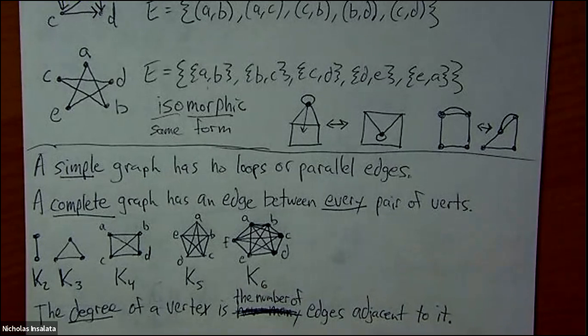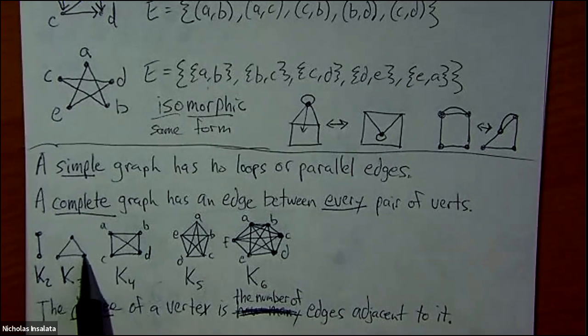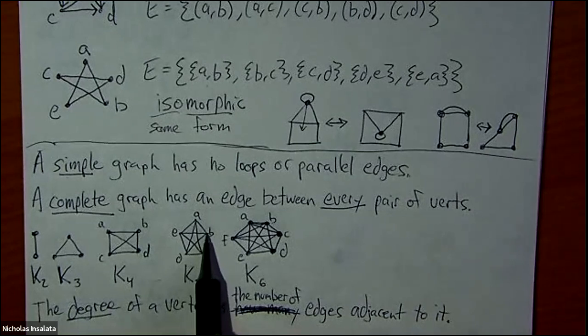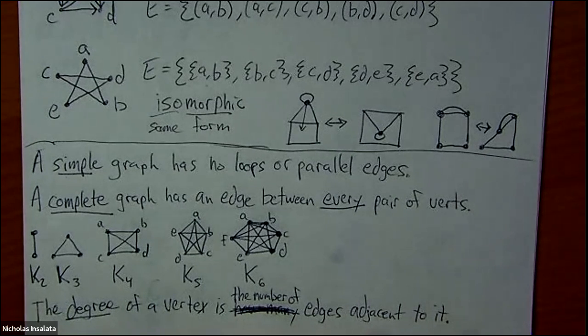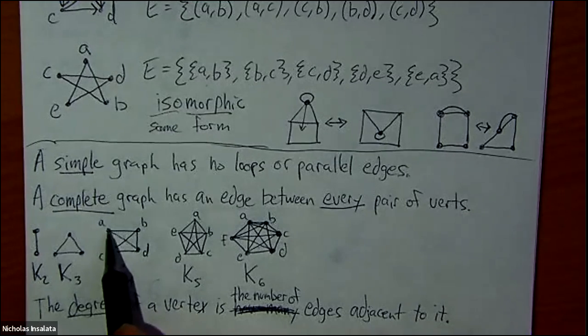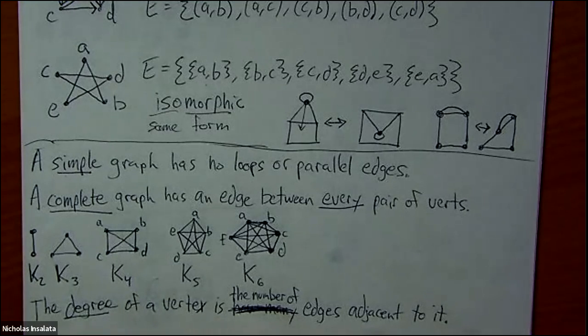Okay. So what's the degree of this vertex? Two. How about this vertex, B, on the pentagon, or on K5, I should say? 4, right? And this vertex A here on K4? Yeah, it's 3 because each vertex in a complete graph is n-1, right?